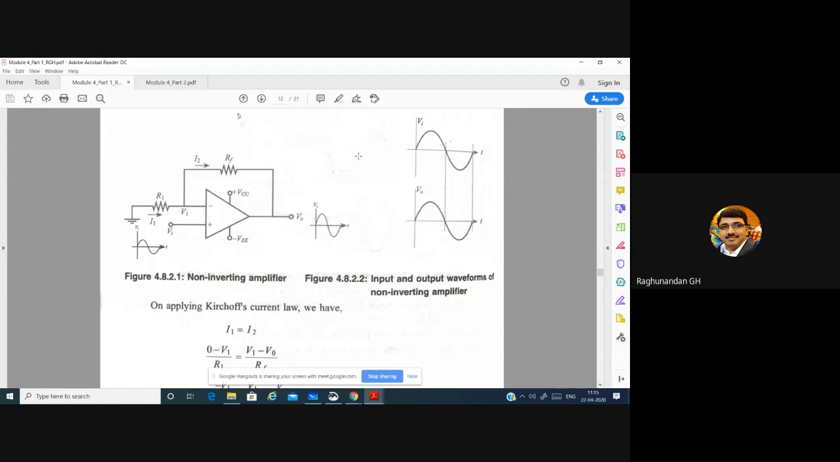No. For negative feedback, the gain will be high. If the feedback is positive, the gain might reduce. You're just telling the reverse. Anybody?